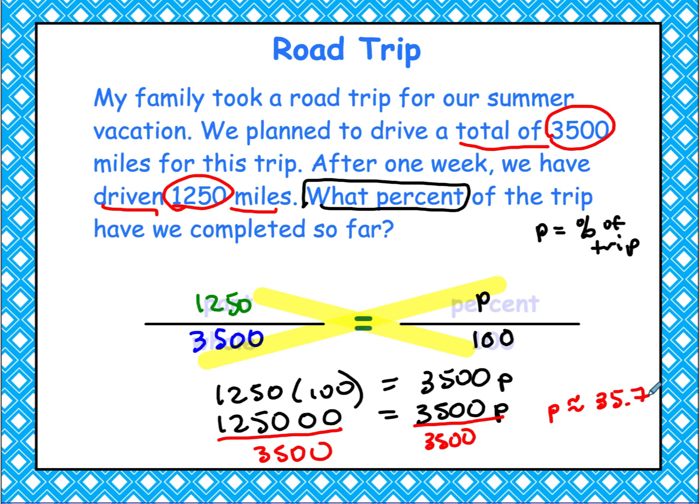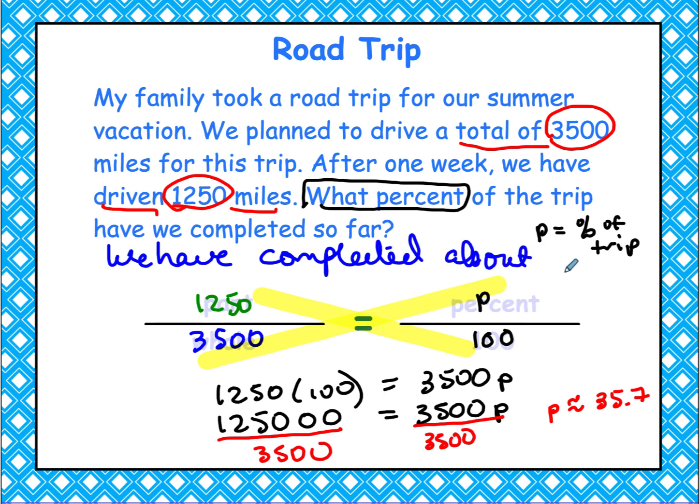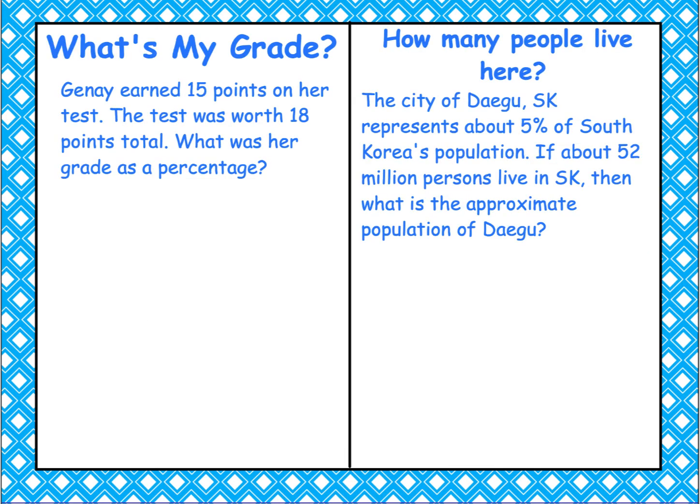So now I'm going to write my answer in the form of a sentence. So my question is, what percent of the trip have we completed so far? We have completed about 35 7/10% of our trip. Okay, let's do a couple more problems.